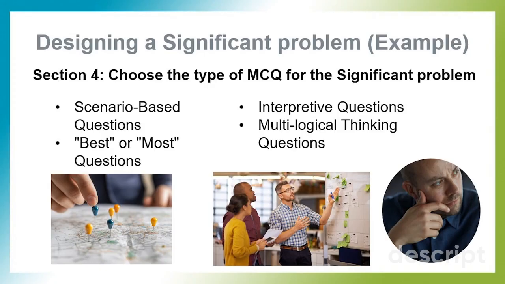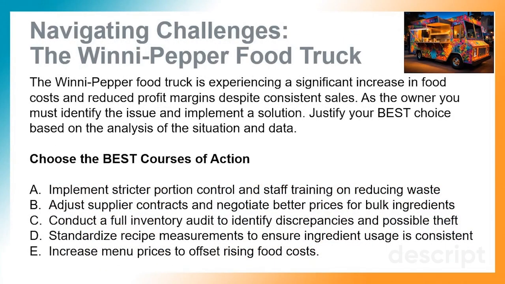Here's an example scenario based on our learning outcome. The Winnie Pepper food truck is seeing increased food costs and reduced profit margins despite consistent sales. As the owner, the teams must identify the issue and implement a solution. They must justify their best choice based on the provided data.